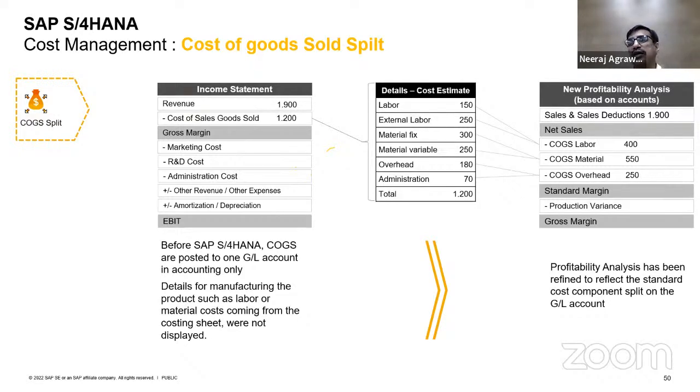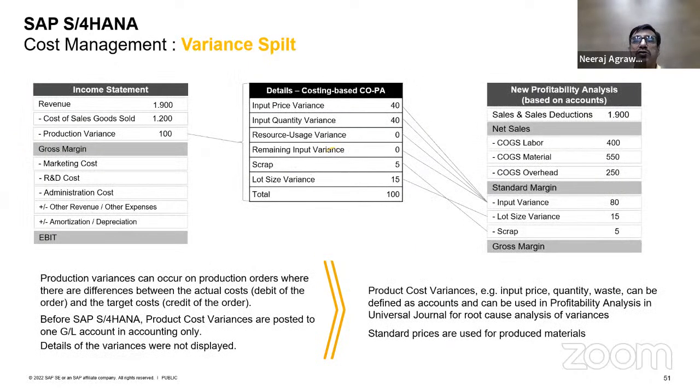And here you can see your sales and also your profitability analysis, what is each of the components, like what was the total labor, material, overhead of the total sales you have done. And further, you can also do similar things for the variances.